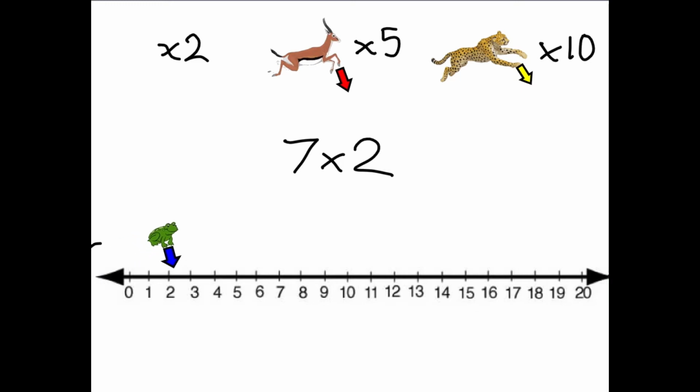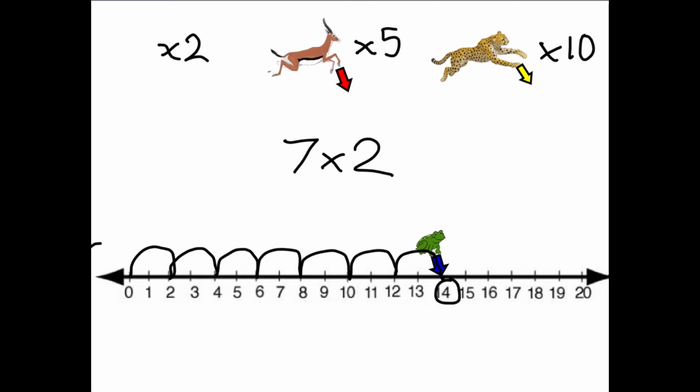1, 2, 3, 4, 5, 6, 7. And he'll end up on 14. Now I'm going to draw that as well. 1, 2, 3, 4, 5, 6, 7. And he ends up on 14.